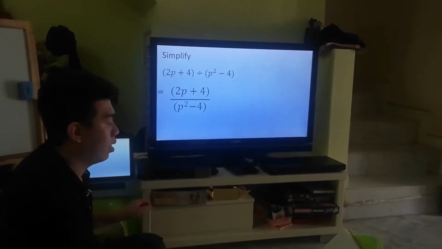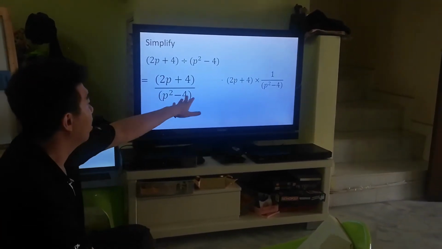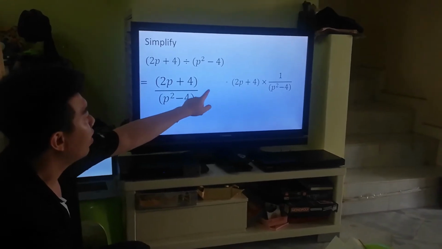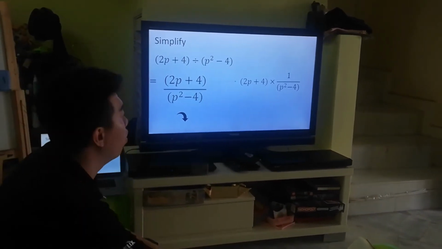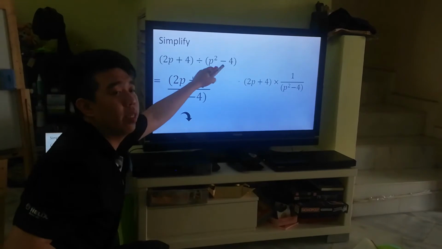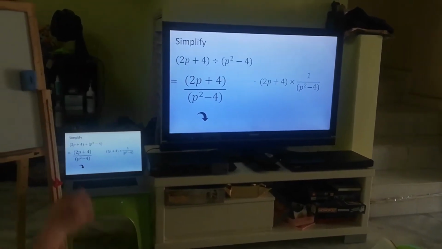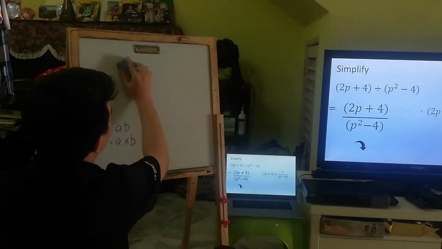How do you get this? Here, 2p plus 4 times 1 over p square minus 4. Why is it 1 over? We never see 1 over here. Do you know? No, sir.